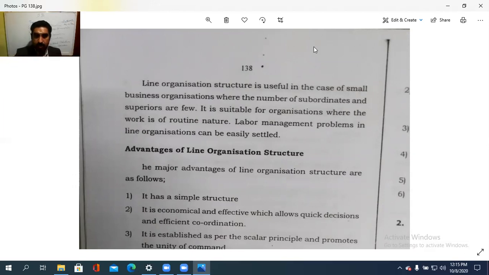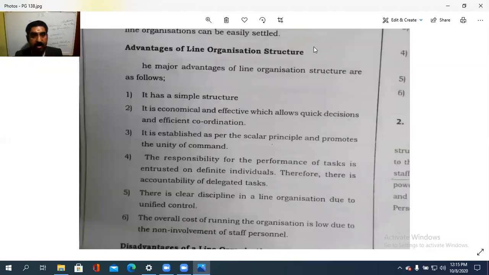The major advantages of the line organization structure: it has a simple structure.